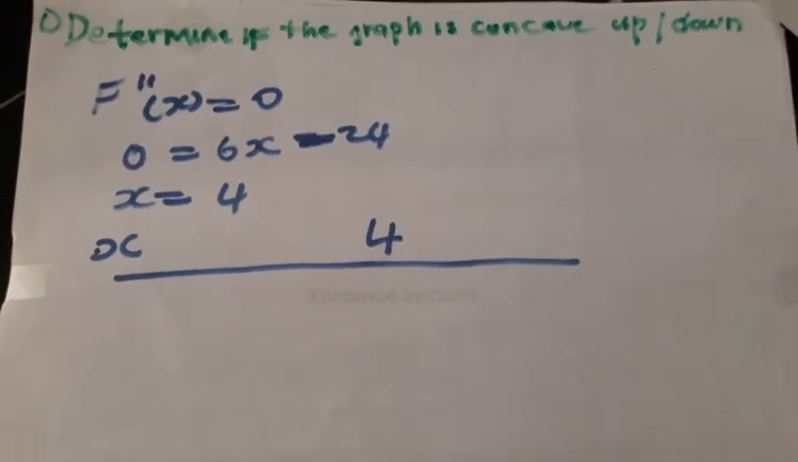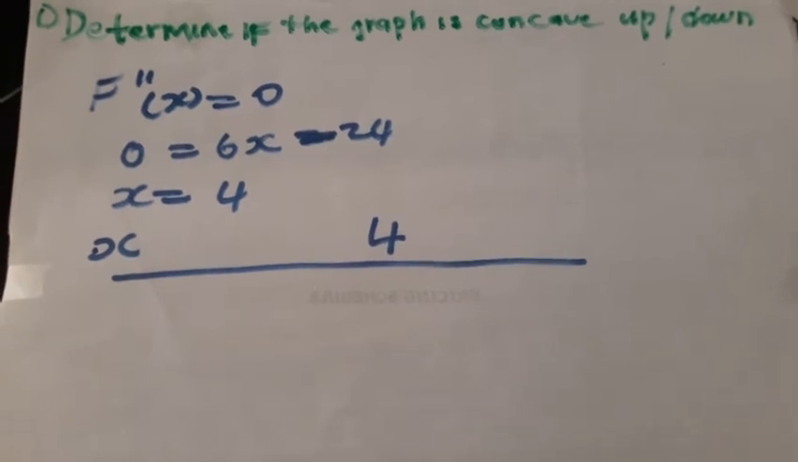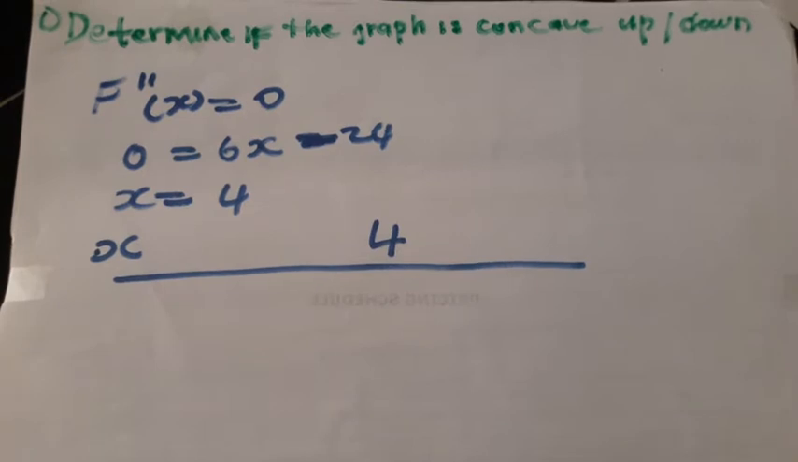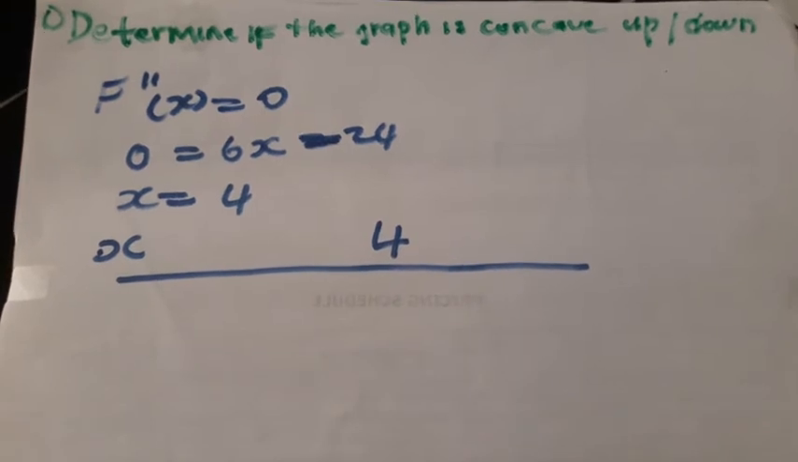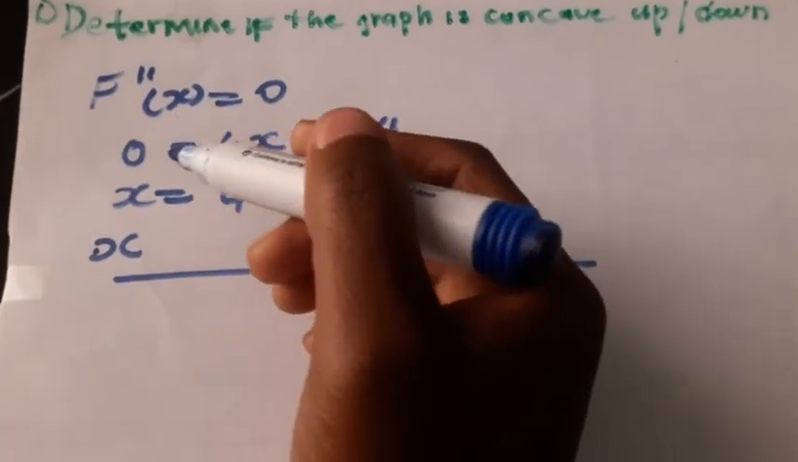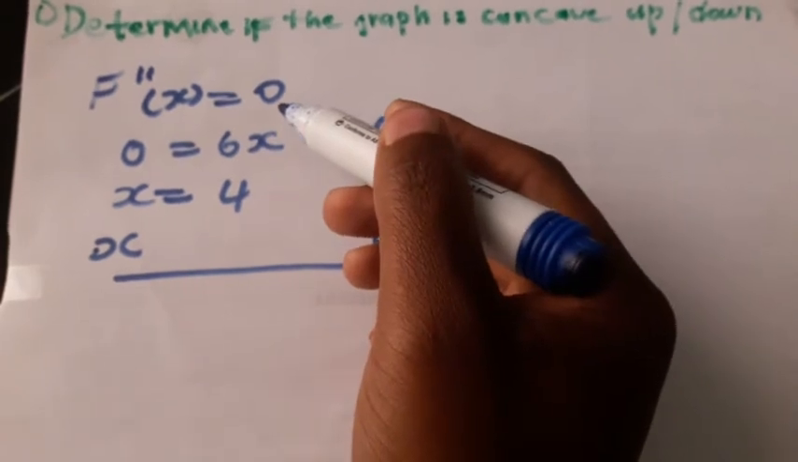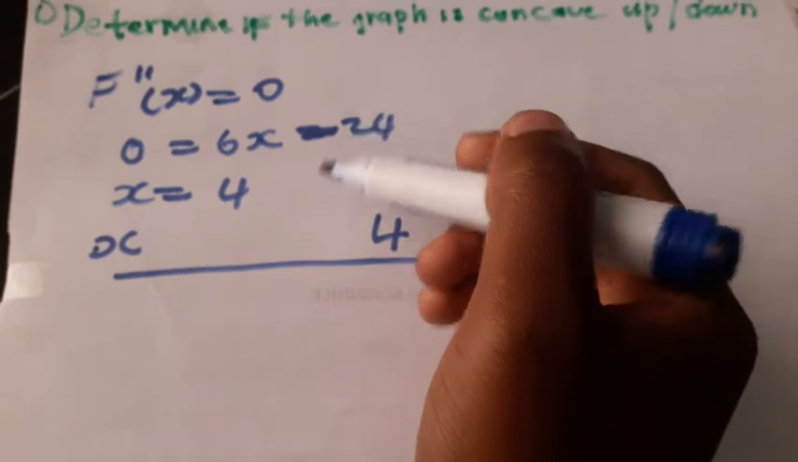Continuing with question C, now we are going to determine if the function is concave up or concave down. When you are working with the concavity of a graph, you go to your point of inflection. You know that at the point of inflection, the second derivative is equal to 0. This was our point of inflection, right?